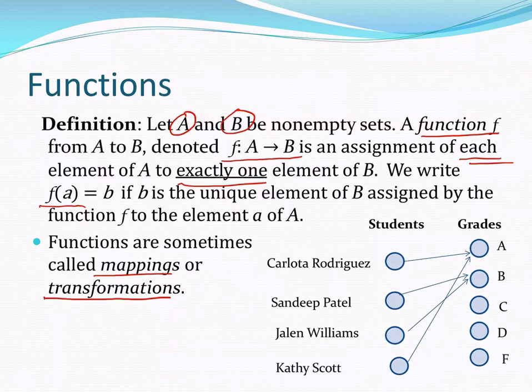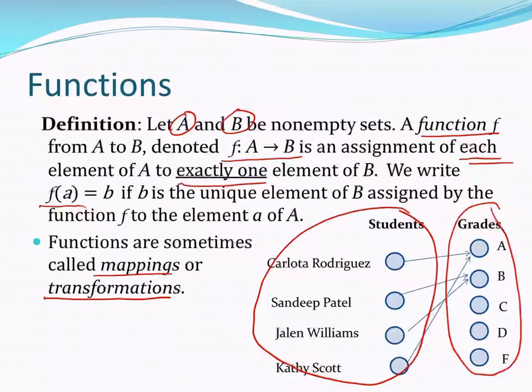Here's an example of a function. My from set in this case is my student set, and my to set are my grades, and my function assigns a grade, a single grade, to each student in my from set. And if I had a student who did not receive a grade, then this would not be a function. And if I had a student receive more than one grade, then it would not be a function.